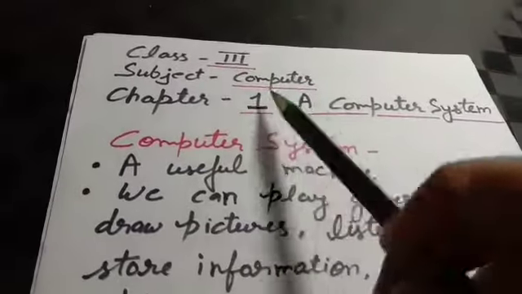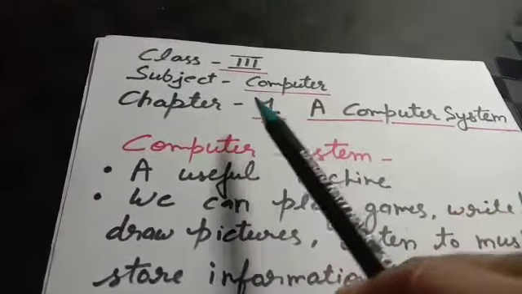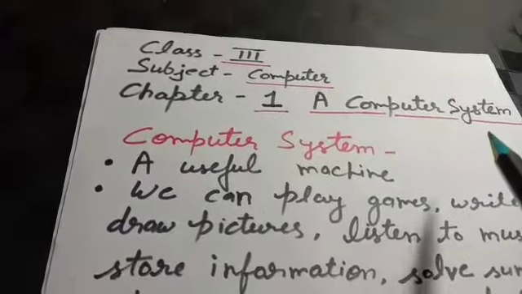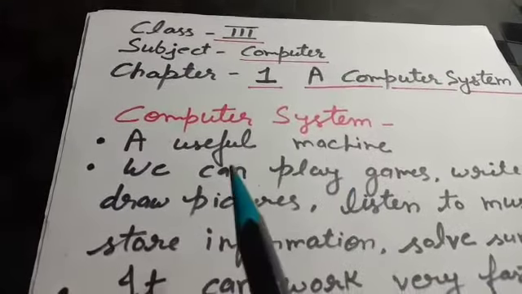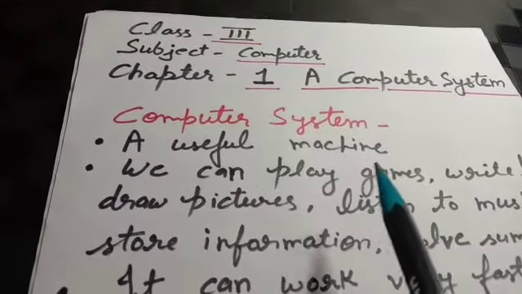Chapter 1. A computer system. How it works, what is computer system, this you will learn in this chapter. Class 3rd, subject computer, chapter 1, a computer system. Computer system, a useful machine. Computer is useful everywhere in our life.